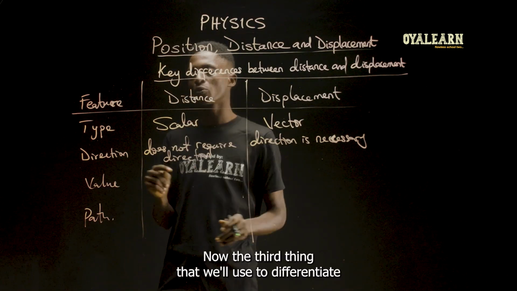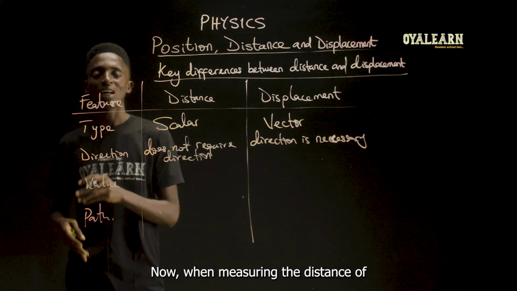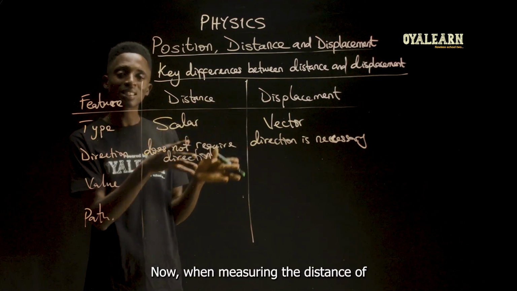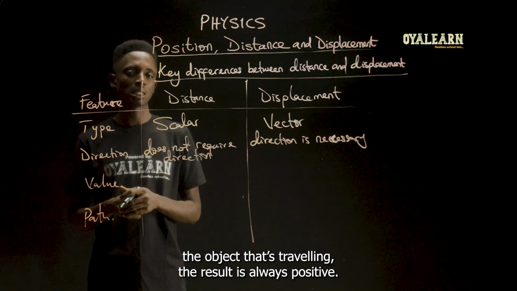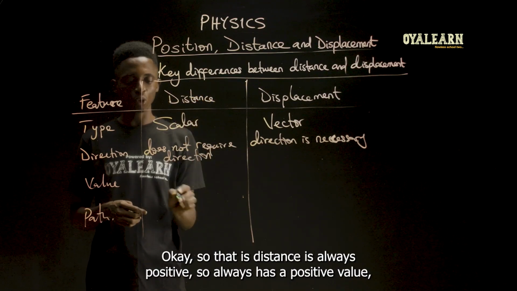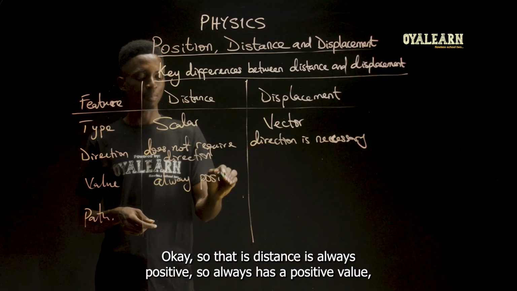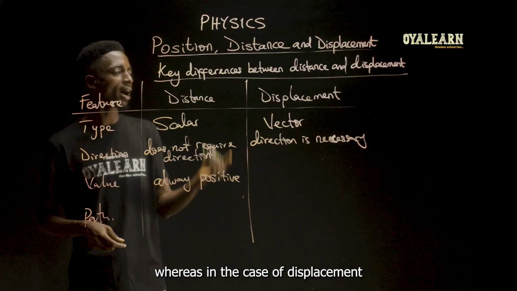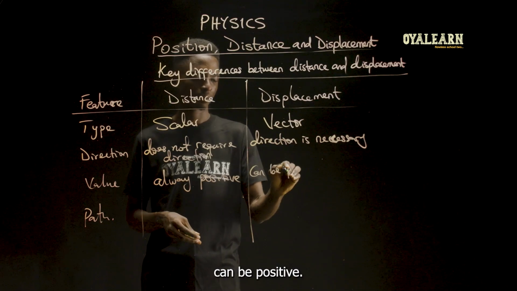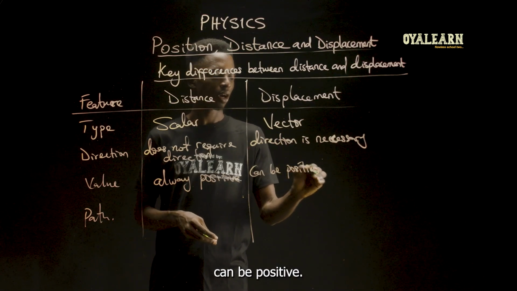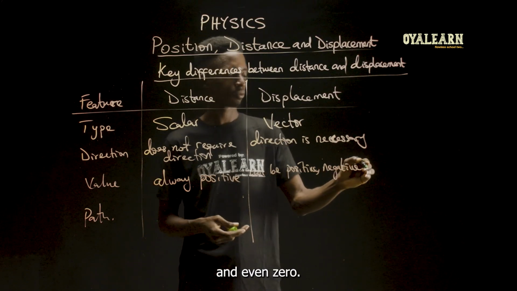Now, the third thing that we'll use to differentiate between distance and displacement is the value. Now, when measuring the distance the object has traveled, the result is always positive. Okay, so that is, distance is always positive. It always has a positive value. Whereas in the case of displacement, it can be positive, negative, and even zero.